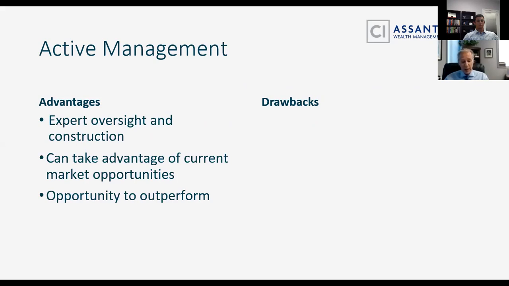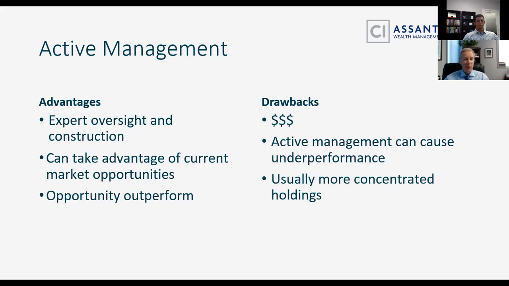Now, there are some drawbacks. Expertise comes at a cost. Again, using the restaurant example, if you go to a fancy restaurant where they've got more waiters than they do patrons, versus a self-serve buffet with no wait staff, you're going to pay more money even if the quality of the food is the same. So it's going to cost a bit more.